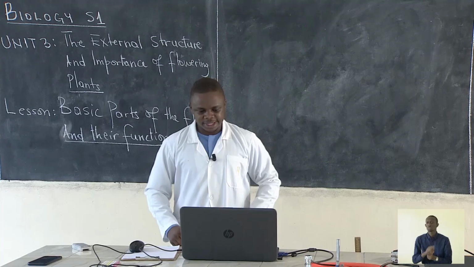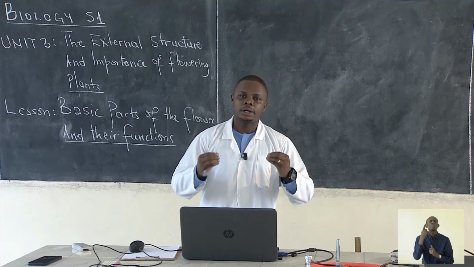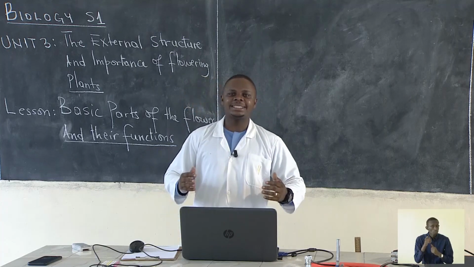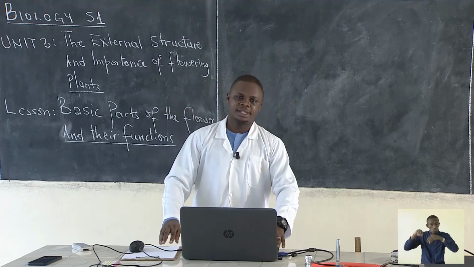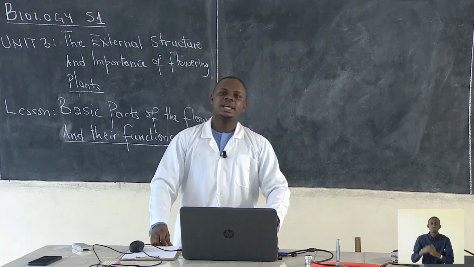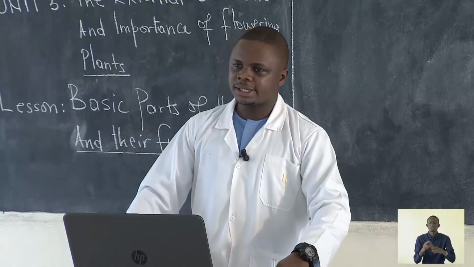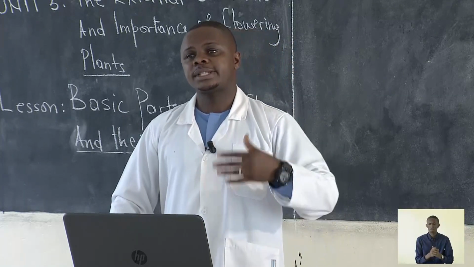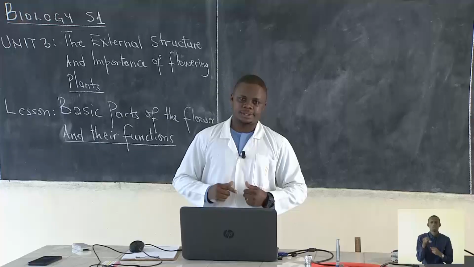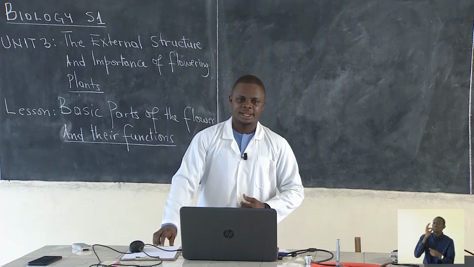My question is, students, what are the main parts of a plant? Excellent. Plants have leaves, plants have stem, plants have roots, plants have flowers, plants have seeds, and plants have fruits. Of course, inside fruits, that's where we find seeds.